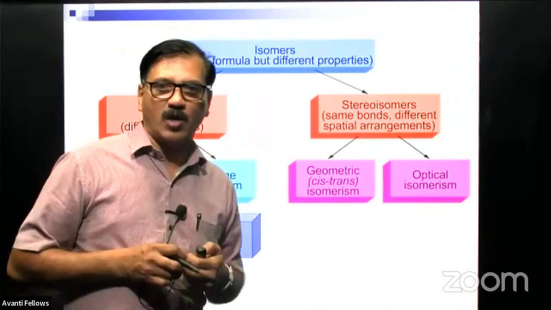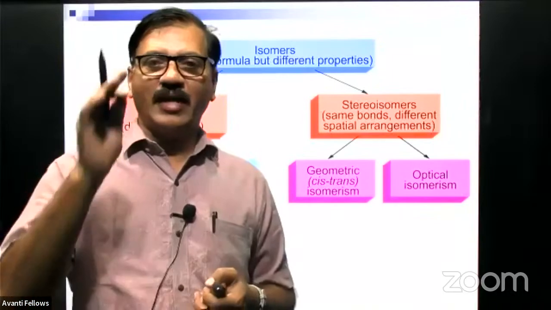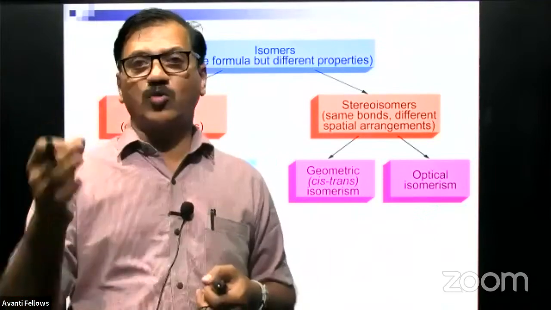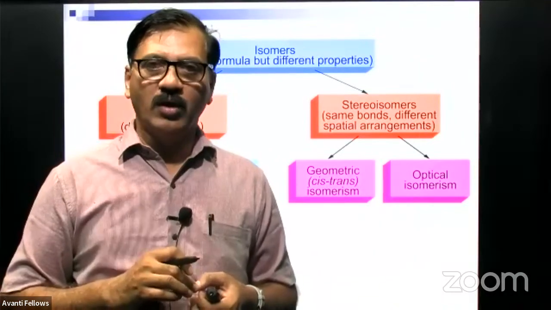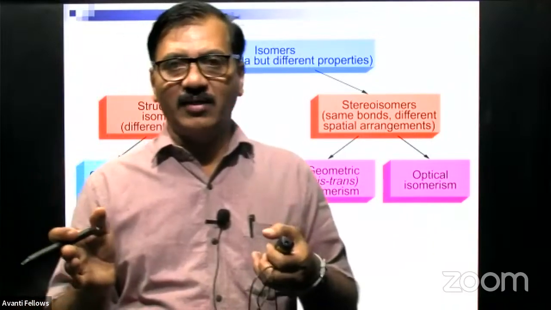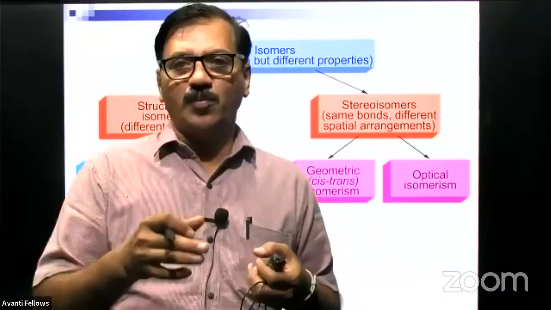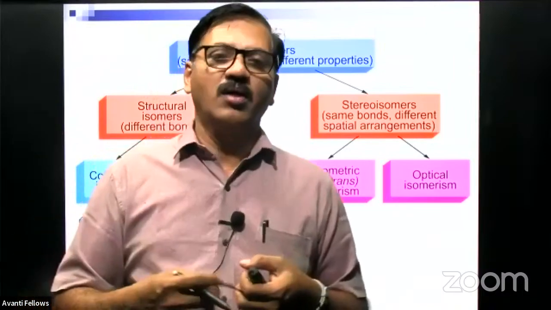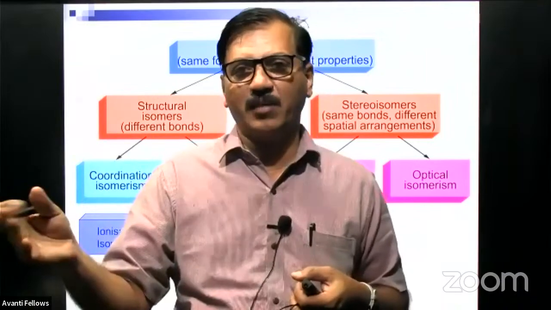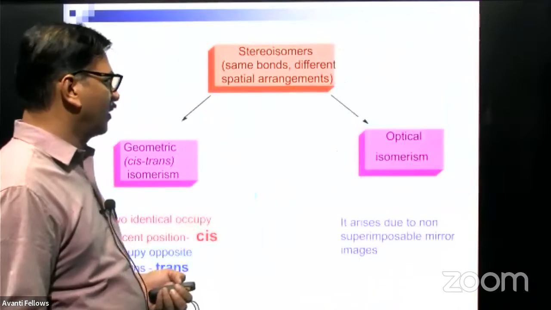And optical isomers. Optical isomers means their spatial arrangement is different, due to which they can rotate the plane polarized light towards the right or towards the left. Again, non-superimposable mirror images. If a complex has a geometry such that one is optically active, then its mirror image will also be optically active. One is dextrorotatory, then its mirror image will be levorotatory. Okay, let us find some examples of all this.